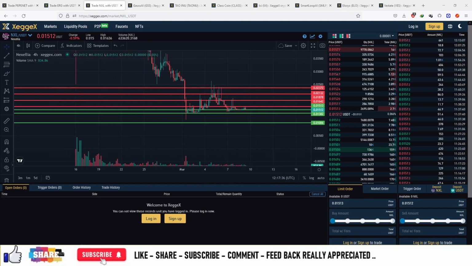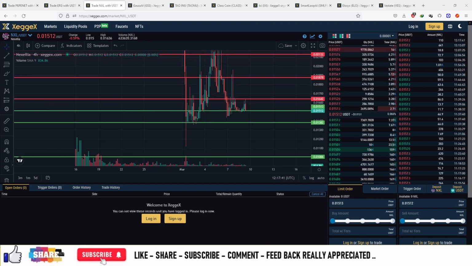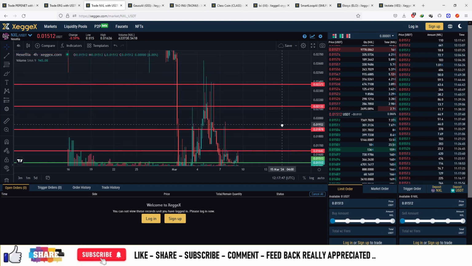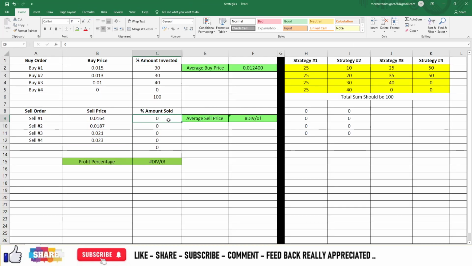Okay. So the first selling zone is at about this point, that is 0.0164. The second selling zone is 0.0187. The third is at 0.021, and the fourth selling zone is at about 0.023. In that case you can allocate 25%, 25, 25 and 25 for each of them. This way, the average sell price will be about 0.019 if all the selling zones are getting filled.